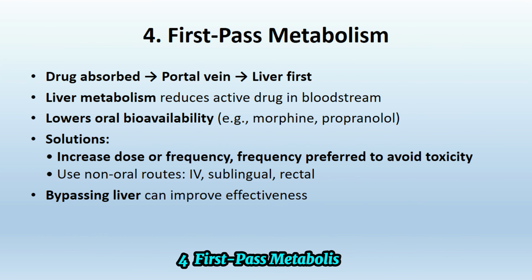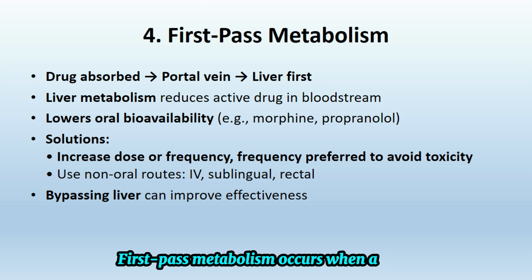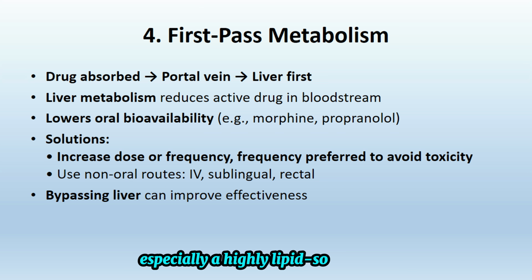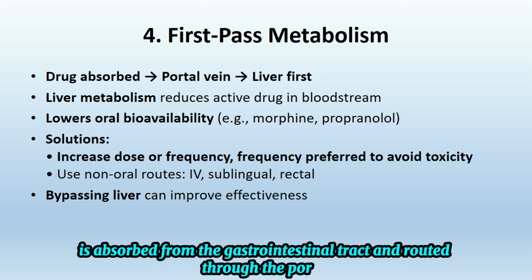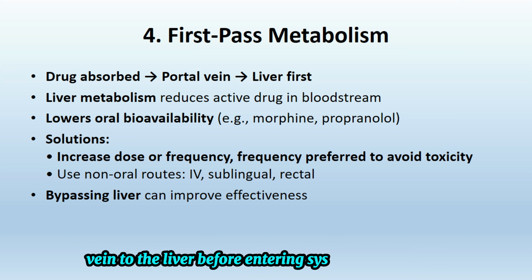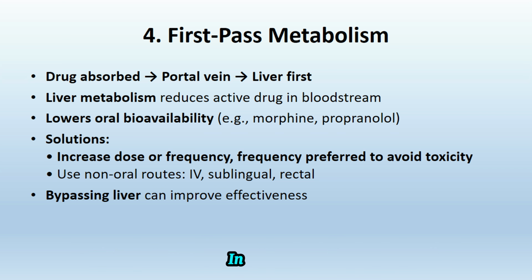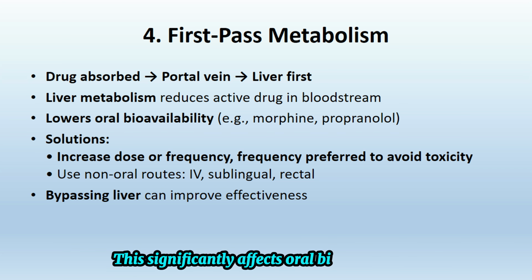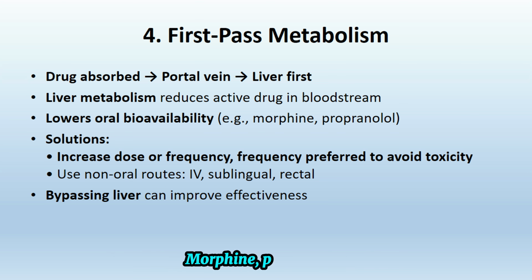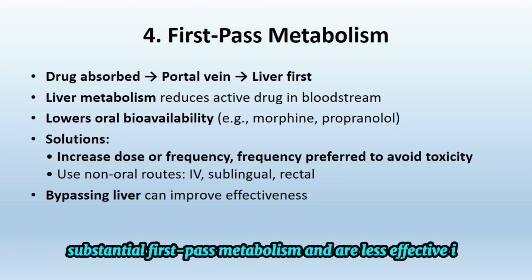4. First-pass metabolism. First-pass metabolism occurs when a drug, especially a highly lipid-soluble one, is absorbed from the gastrointestinal tract and routed through the portal vein to the liver before entering systemic circulation. In the liver, the drug may be extensively metabolized, reducing the amount that reaches the bloodstream in active form. This significantly affects oral bioavailability. Morphine, propranolol, and nitroglycerin are classic examples. They undergo substantial first-pass metabolism and are less effective if taken orally.